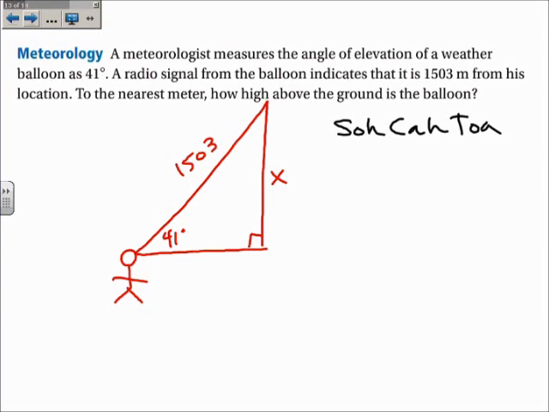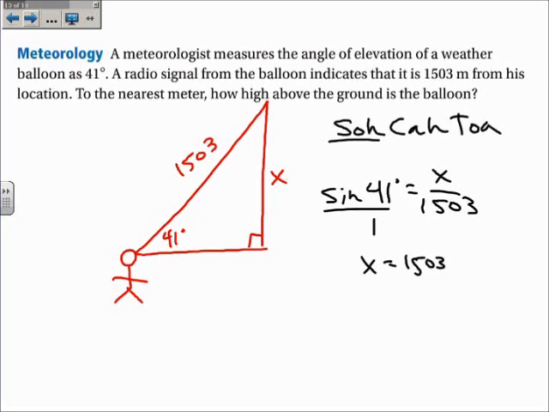Okay, so looking at this, I'll use a trig ratio, so SOH CAH TOA. I know the hypotenuse, I want to find the opposite. So opposite and hypotenuse is the sine ratio. So the sine of 41 degrees is equal to the opposite over the hypotenuse. Make it a proportion, I cross multiply. x equals 1,503 times the sine of 41. x is equal to 986 meters. So from the meteorologist's eyes, it's 986 meters above that.